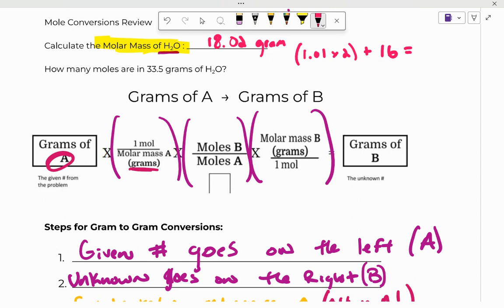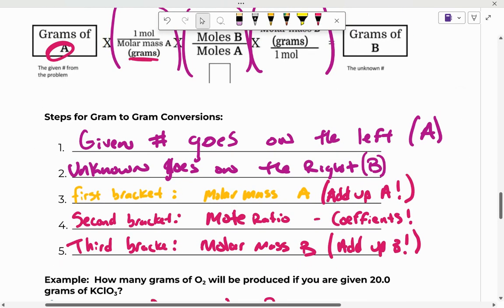All righty? Now, let me lay out this map here. Actually, why don't you just copy down the steps? It's very similar to what we're doing. You guys see that back there? Okay, the first says, given number goes on the left. That's A. Given number goes on the left. The unknown goes on the right. That is B.